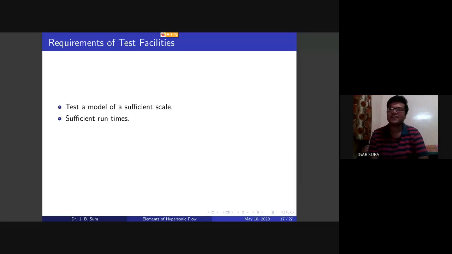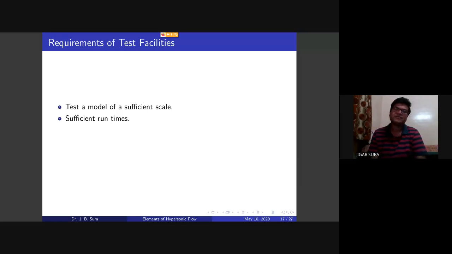Similarly, you should have sufficient run times. Now, what is this? Let's say you are able to generate 1 kilometer per second of flow somehow. That means 1000 meters per second you are able to get. If you say I want to test it for 1 millisecond, only 1 millisecond, that means your flow will travel 1 meter length. Now, if your model is longer than 1 meter, then it will not be able to give you the data in an adequate way.